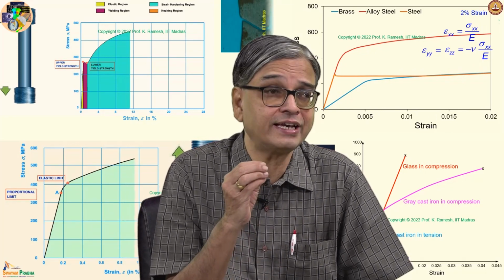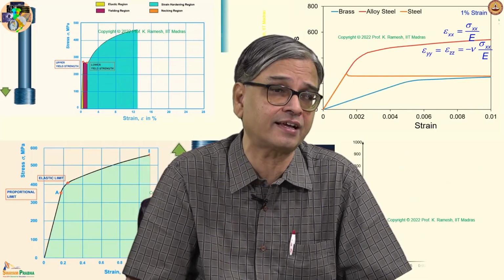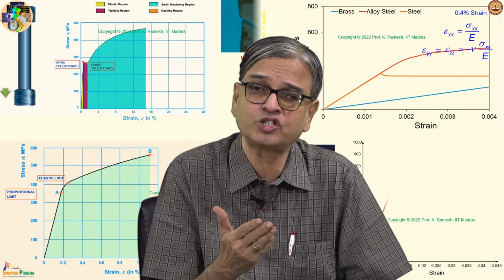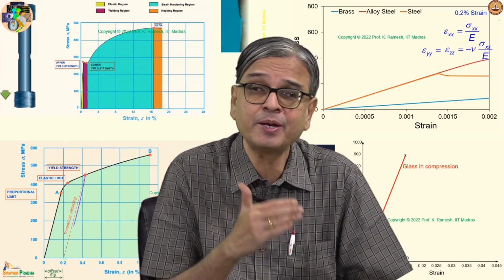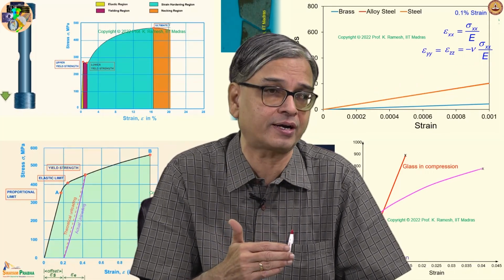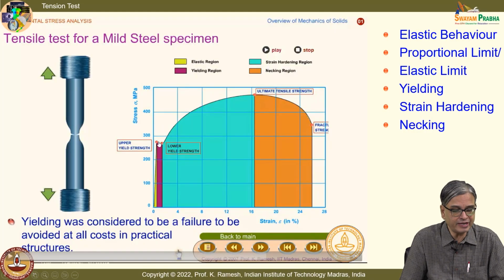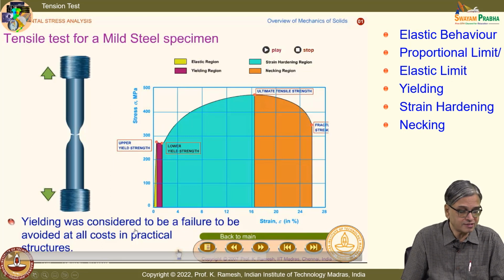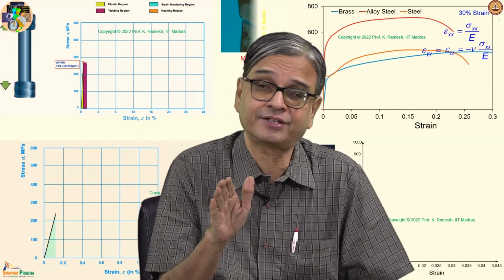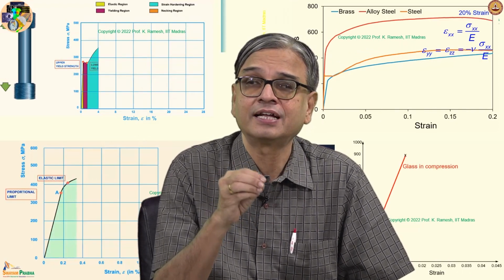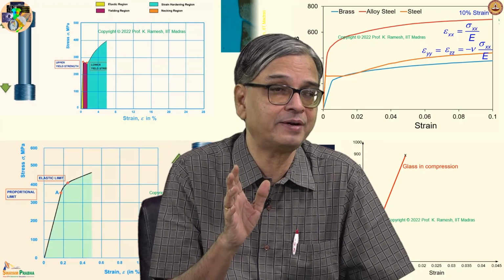Because you should also learn how to read the data. Just presenting the data is not sufficient. Interpretation of data, what the experiment tells you, is also equally important. In this case, I have a very sharp demarcation when the material yields. And you all right now know, yielding was considered to be a failure to be avoided at all costs in practical structures. See, you have seen material separation. What happens to a ductile material, what happens to a brittle material.